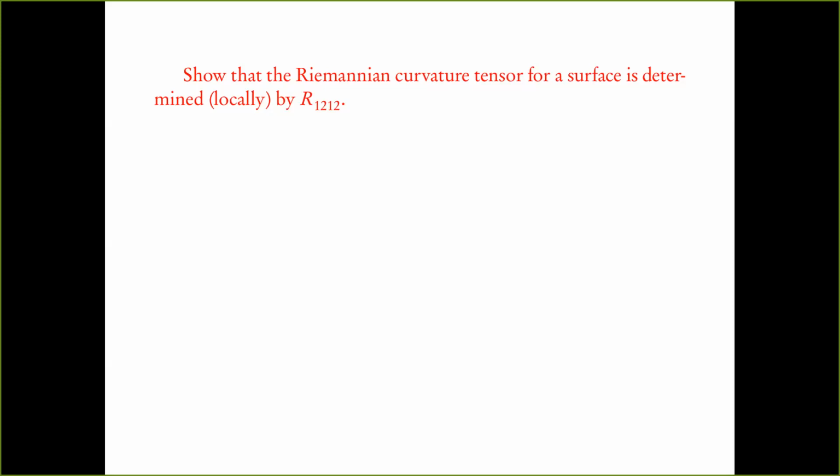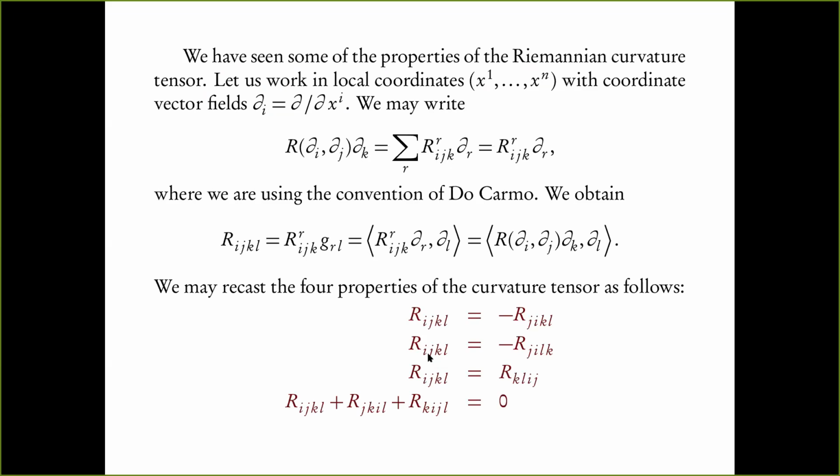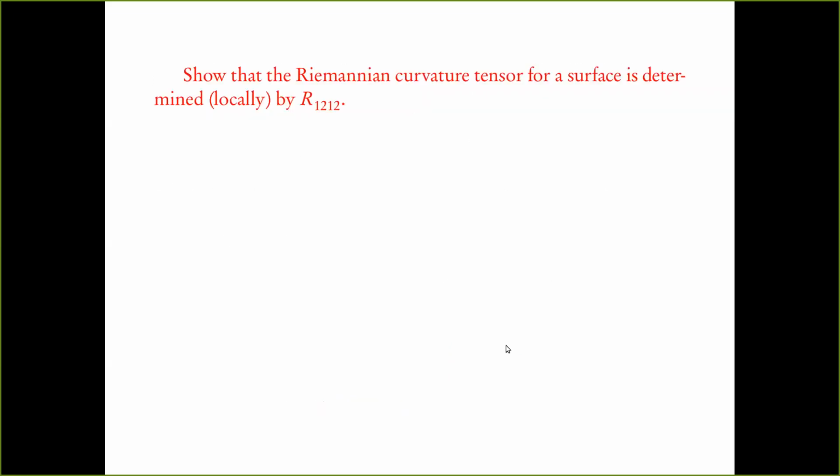So it could either be 1212 or 1221. But 1221 is the negative of 1212. Is that clear? Just by the last symmetry, right? If I have R1221 and I switch the last two indices, I get a minus sign by the second equation. So for a surface, the only Riemannian curvature entry, up to a sign, is R1212, which may or may not be zero. Anywhere there are at least three ones or three twos in the indices, it is automatically 0. Is that okay?